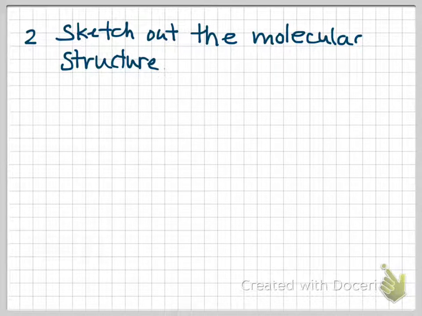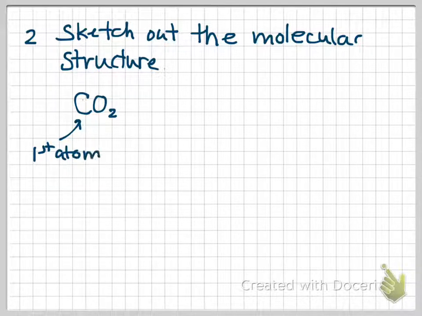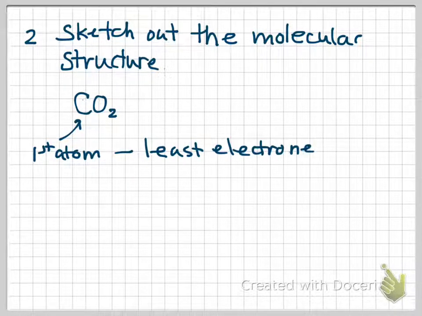So when we're sketching out the molecular structure, we have to figure out which atom is going to be central. And so the central atom is the one that shows up in the middle that everything is connected to. So usually, for example, in carbon dioxide, usually it's the first atom. It's mostly the central atom. This usually also corresponds to the least electronegative atom.